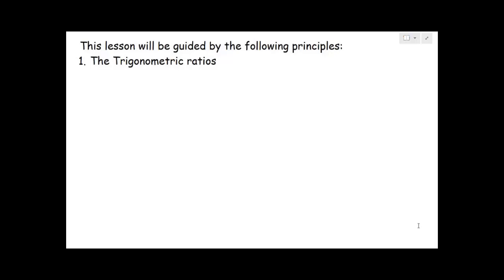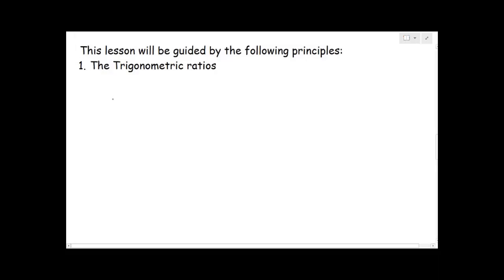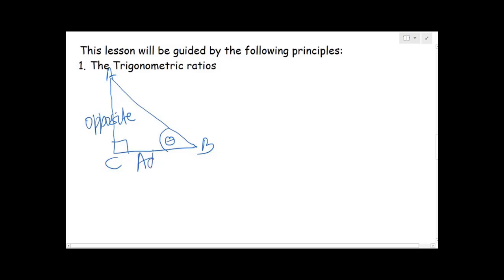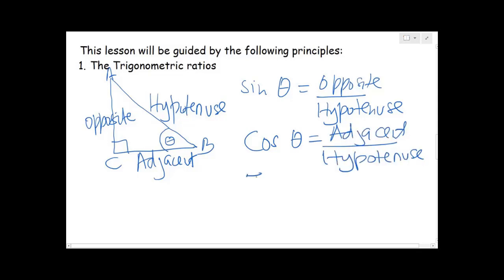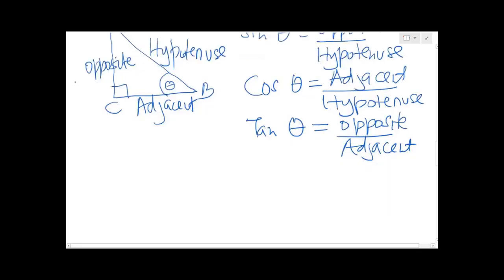In this lesson, we are going to be guided by the following principles. 1. The trigonometric ratios. If we consider a right-angled triangle ABC, in relation to this angle theta, this side is the opposite side, this side is the adjacent side, and this side is the hypotenuse. Hence, the three trigonometric ratios are: sine of the angle theta is equal to opposite over hypotenuse, cosine of the same angle theta is equal to adjacent over hypotenuse, and tangent of theta is equal to opposite over adjacent.